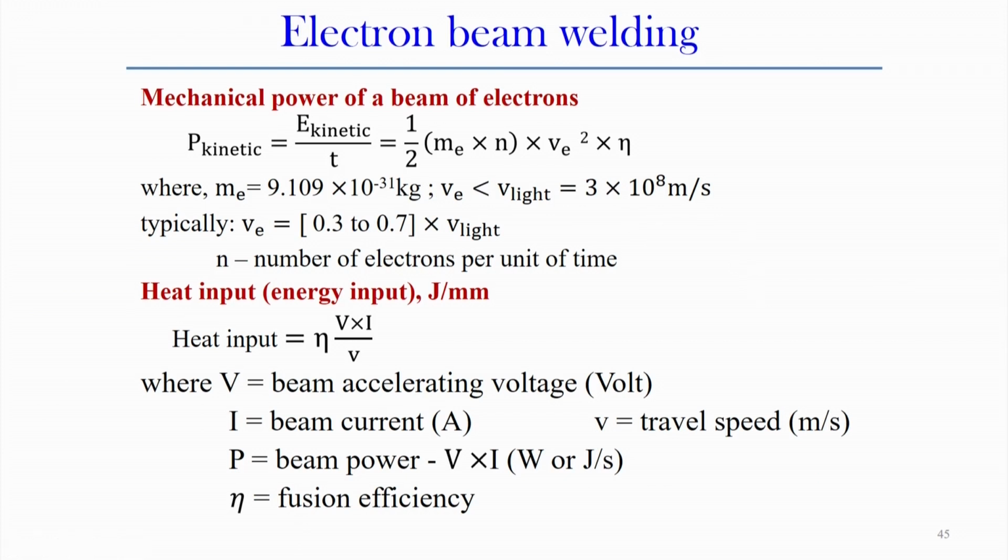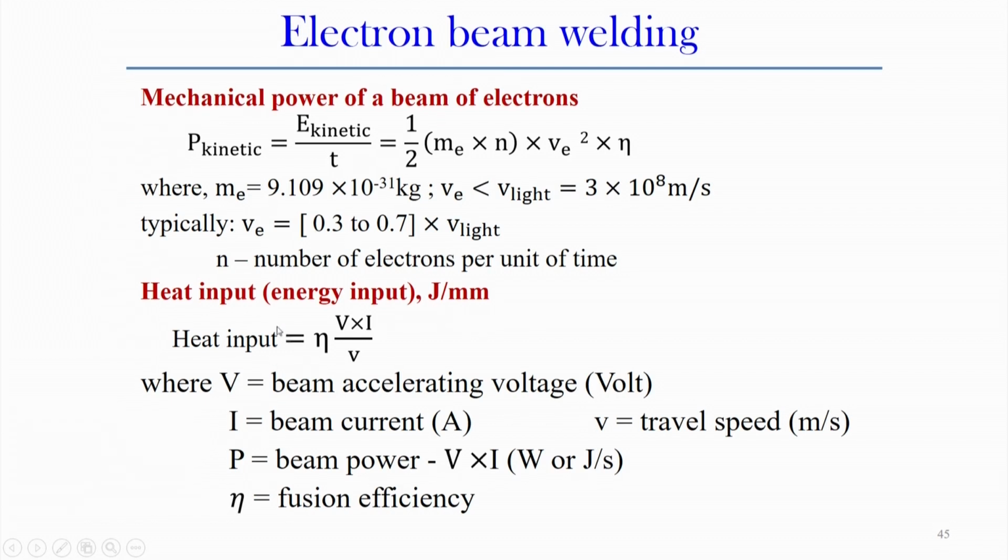The velocity of light is 3 into 10 to the power 8 meter per second, and n, since there is a time component here, we are estimating the beam power. So, here n represents the number of electrons per unit time, and that way it represents the total kinetic power of the electron.